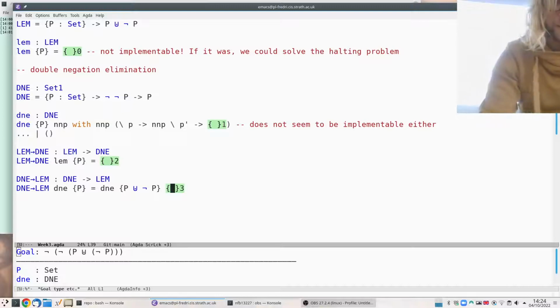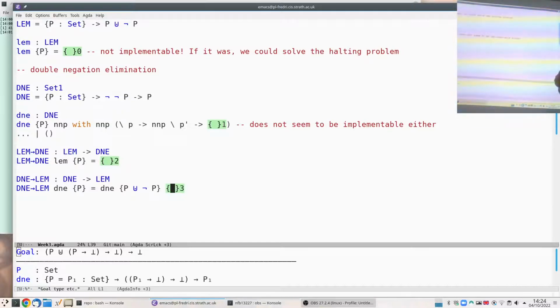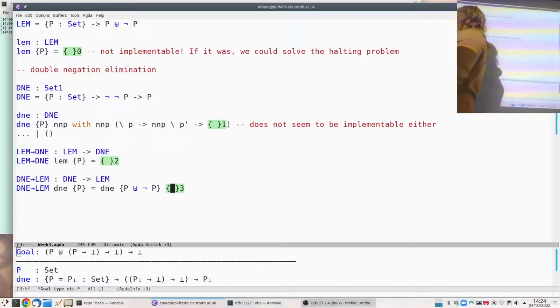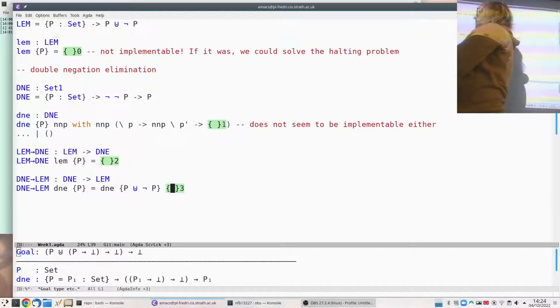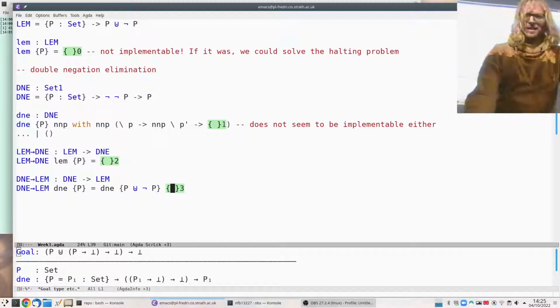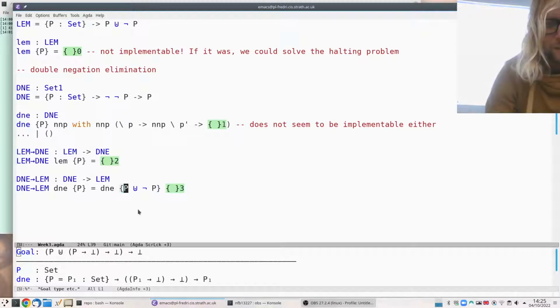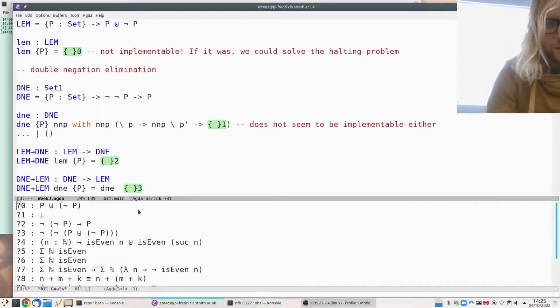You've got the curly braces in there, they say that it's an implicit argument. The type of DNE here is capital DNE, whose first argument is implicit, and here I'm supplying that implicit argument explicitly. So we are using double negation elimination explicitly for the proposition P or not P. Lean could infer that, because that's the goal anyway. It will say, oh, well, P must be the goal.